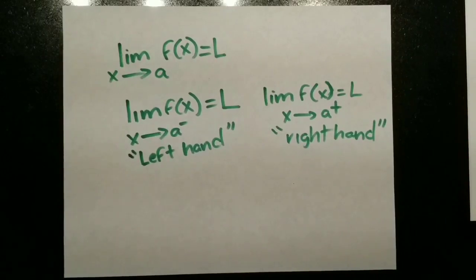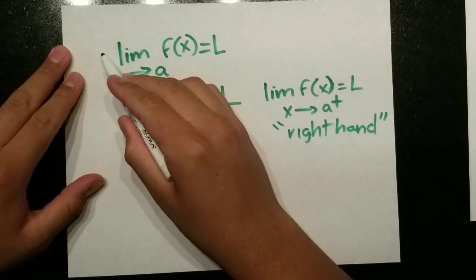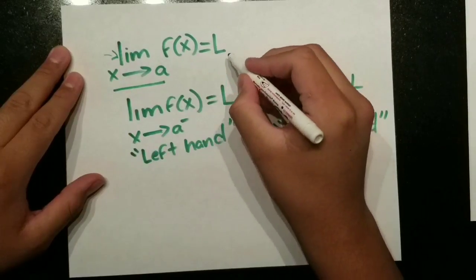Here we have the notation that is read as the limit of f of x as x approaches a equals the number L.